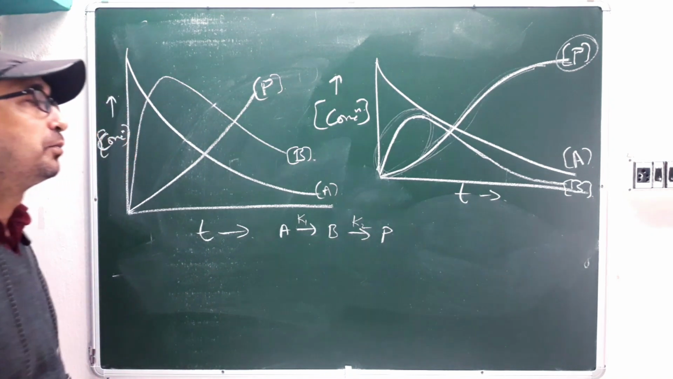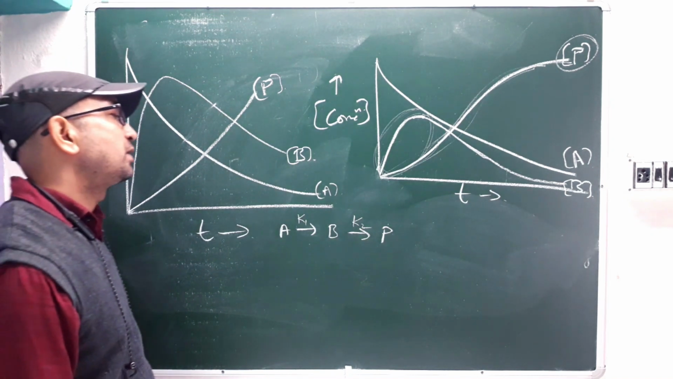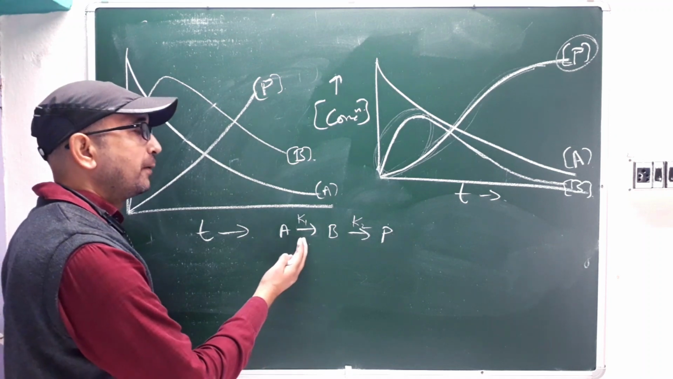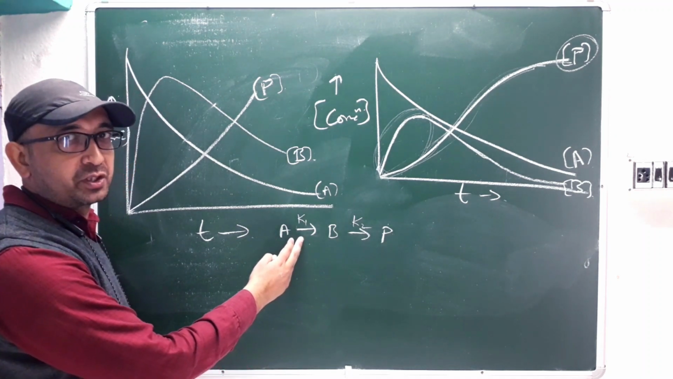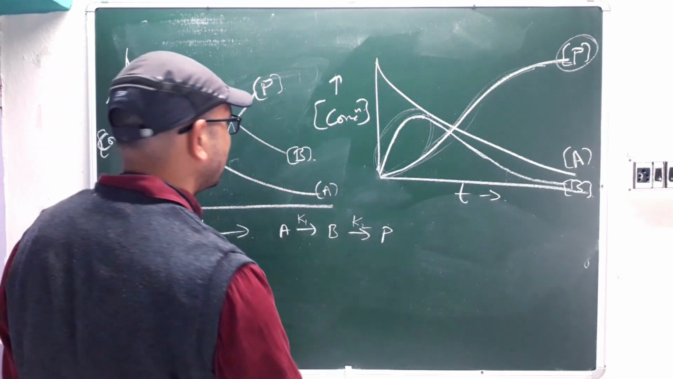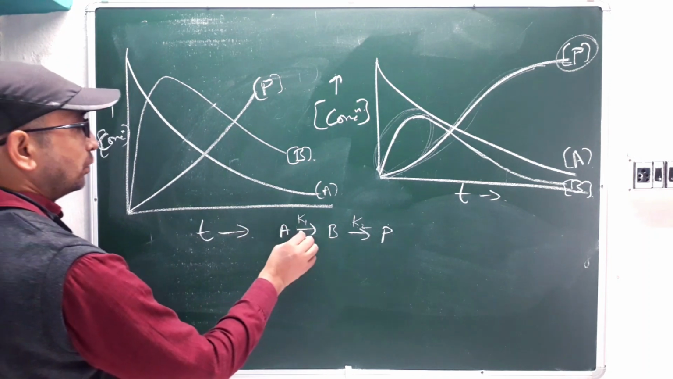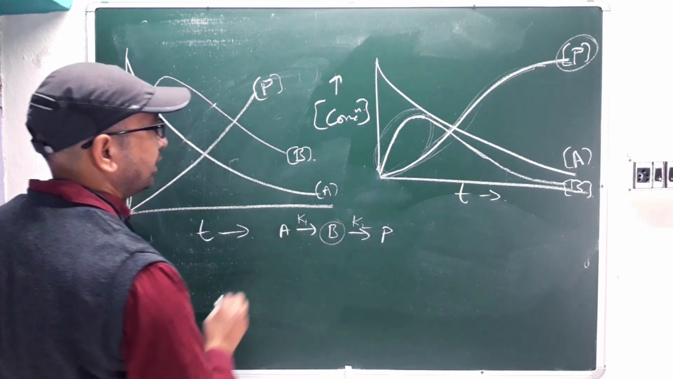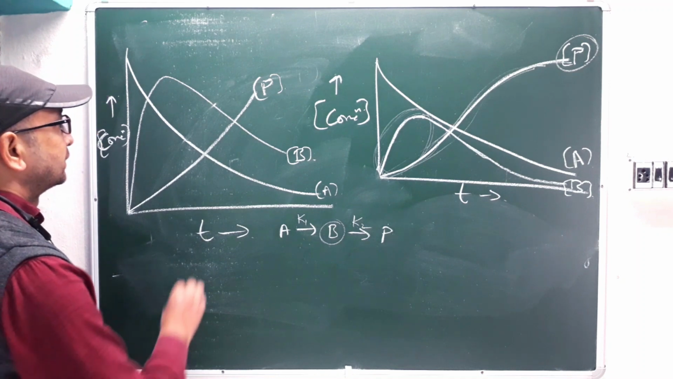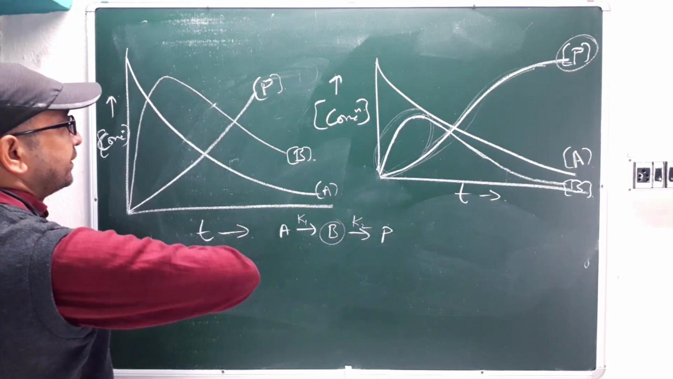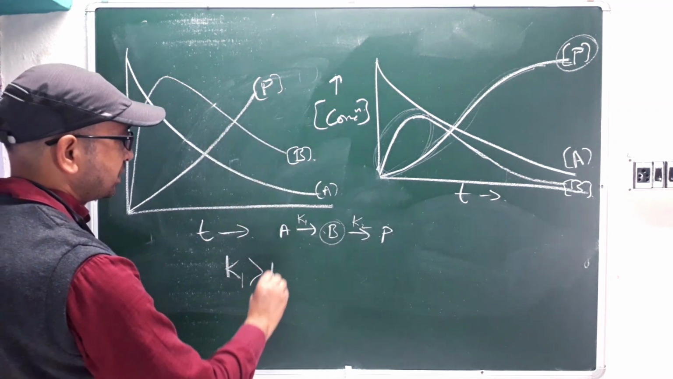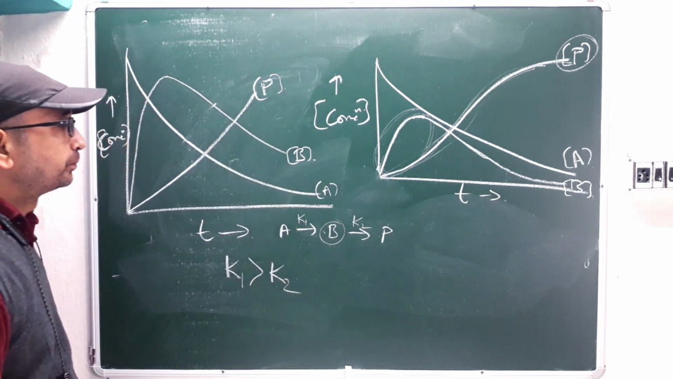Which one is more, the rate constant K1 or K2? Which one is faster? If this rate constant is more, this will be faster. K1 or K2, you just see it. In K1 we are forming B, correct? And then B to P will be K2. So here K1 is faster than K2.